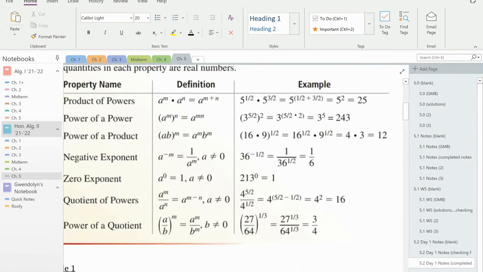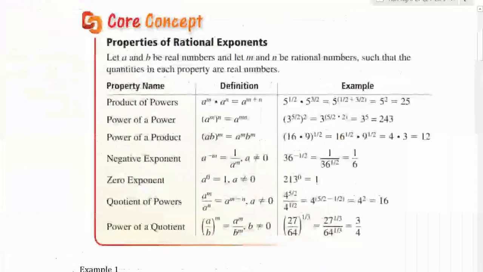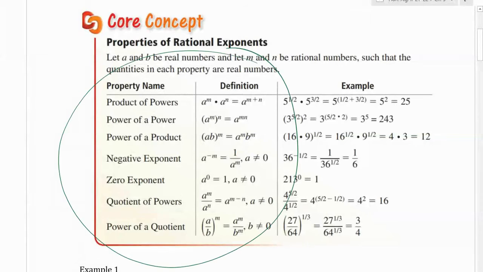So here's all our basic exponent rules that you have learned in the past, okay? When you multiply things with the same base, you add the exponents. When you take a power to a power, you multiply the exponents. If you have a product raised to a power, you can also think of it as the product of those two things raised to that power. Negative exponents, you bring in the bottom of the fraction as long as your base isn't 0. Any non-zero number to the 0 power is always 1.